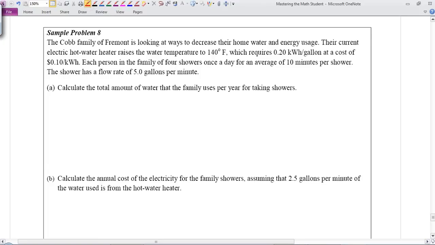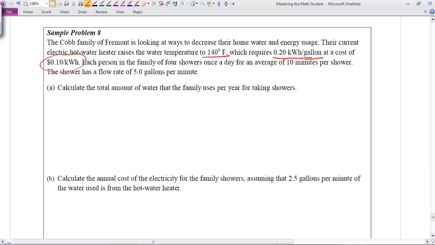The Cobb family of Fremont is looking at ways to decrease their home water and energy usage, as are your very own parents. Their current electric hot water heater raises the temperature of the water to 140 degrees Fahrenheit, which requires 0.2 kilowatt hours per gallon at a cost of a dime a kilowatt hour.